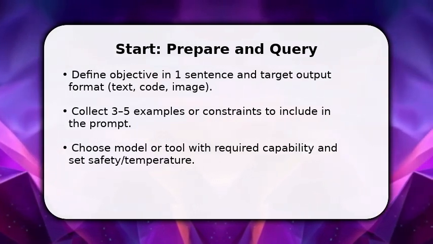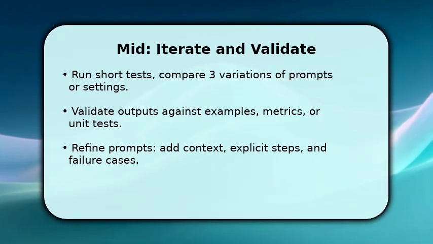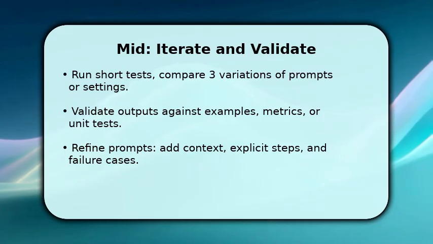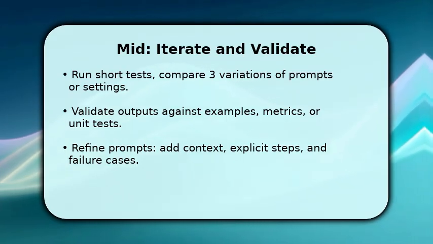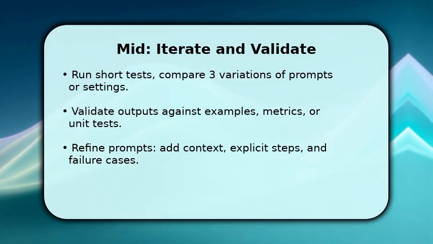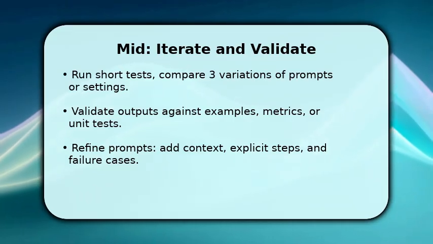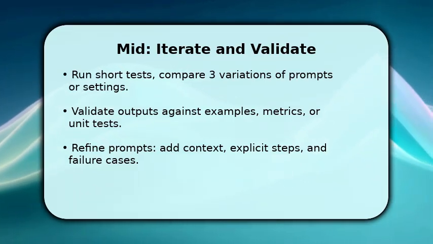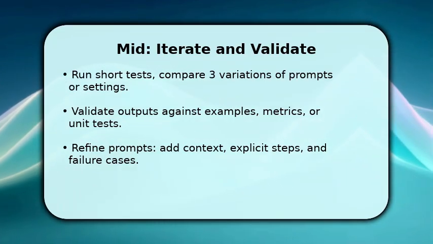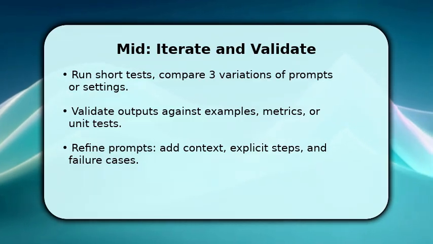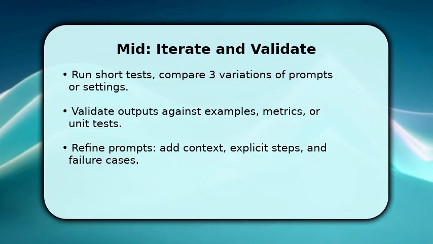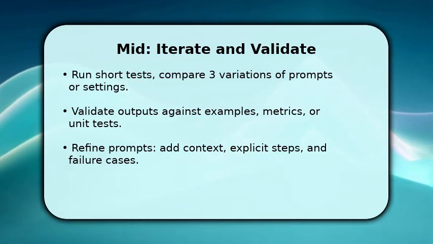You now iterate rapidly. Run short tests and compare 3 prompt variations or parameter settings to see differences. As you go, validate outputs against your examples, simple metrics, or unit tests so you can quantify progress and spot regressions.